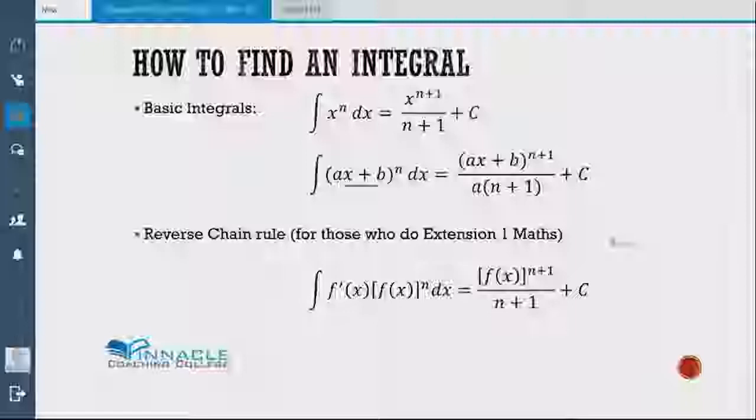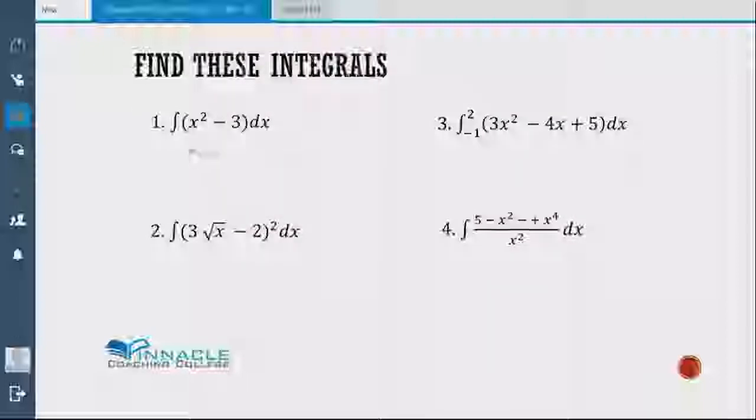And if you do Extension 1 as well, there is a reverse chain rule, which you can use sometimes. So there will be one of the questions where I might show you guys how to use that as well. So you can see how it can be applied. All right, so we'll start by applying these rules just to see where we are at. So for example, the first one. Okay, so we'll do the first one together.